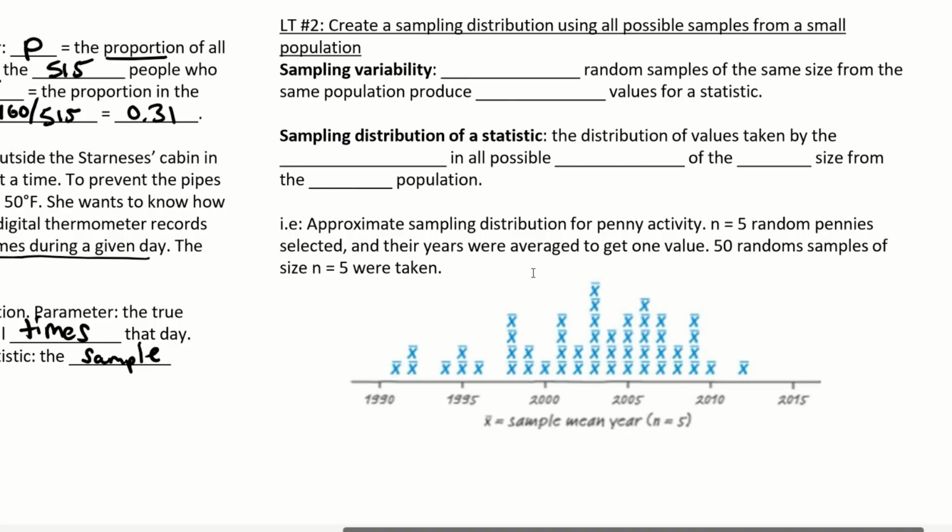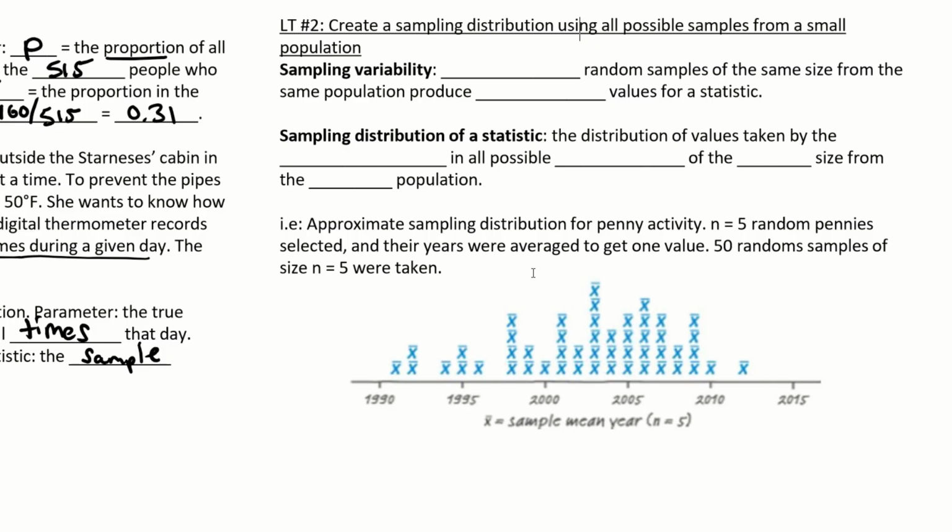So number 2, it says create a sampling distribution using all possible samples from a small population. Okay, so we want to talk about this idea of sampling variability versus sampling distribution. Sampling variability we've seen before. Every time you take a sample, different samples produce different results. Okay, and this is referred to as sampling variability, where the specific value of the sample you take is going to be different every time you take it.